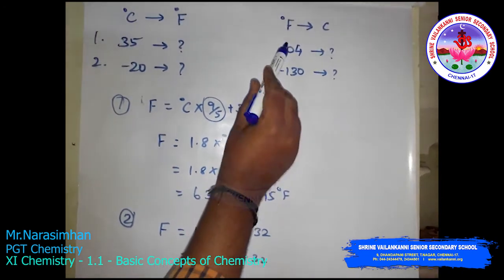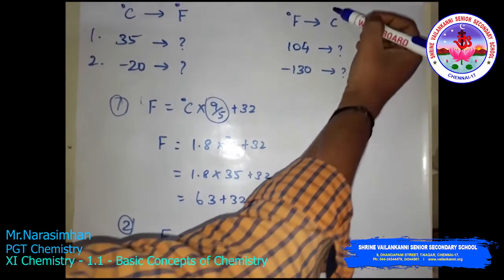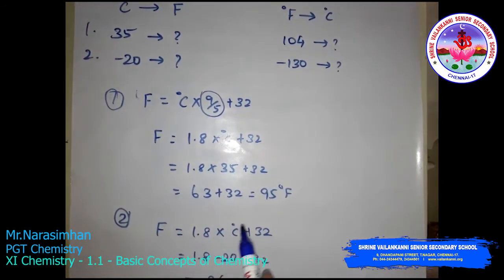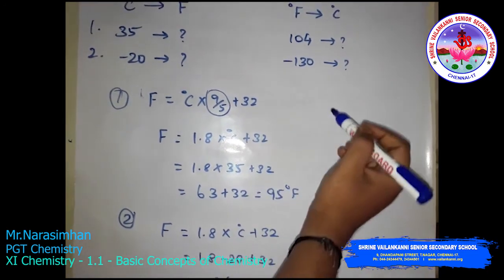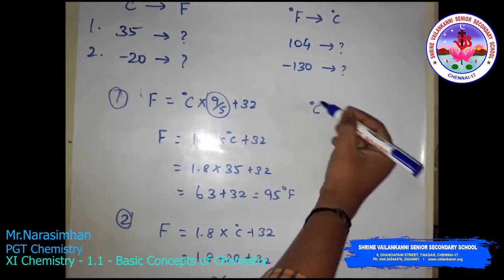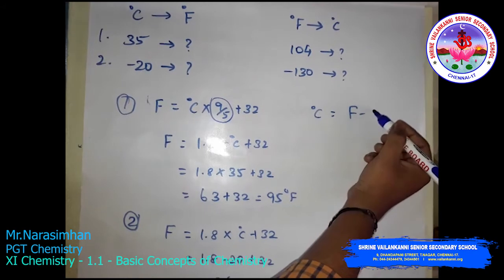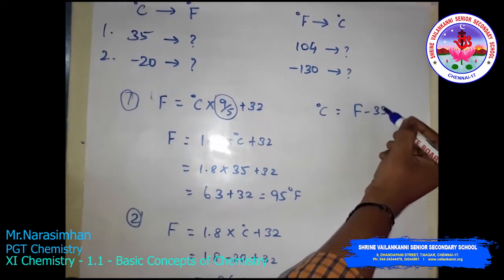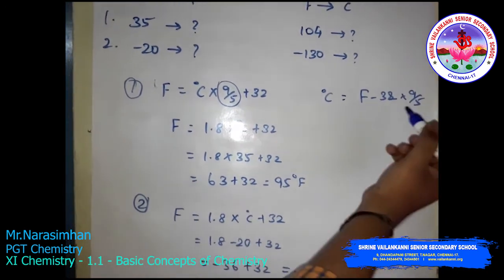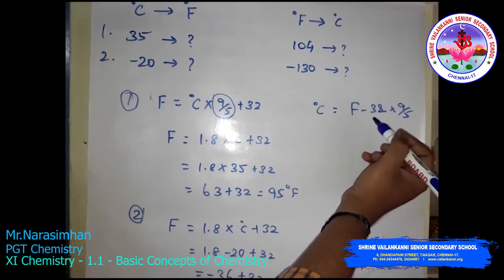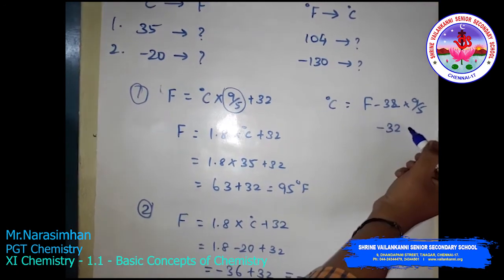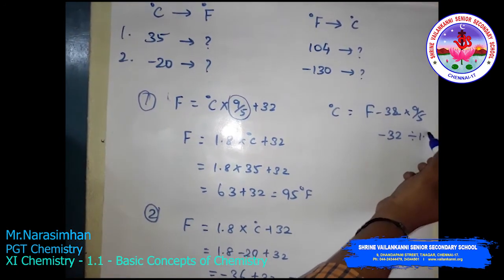In a similar way we convert degree Fahrenheit to degree Celsius. Remember the formula: degree Celsius is equal to Fahrenheit minus 32, into 5 by 9, which is the same as dividing by 1.8. So simply remember: minus 32, divided by 1.8.